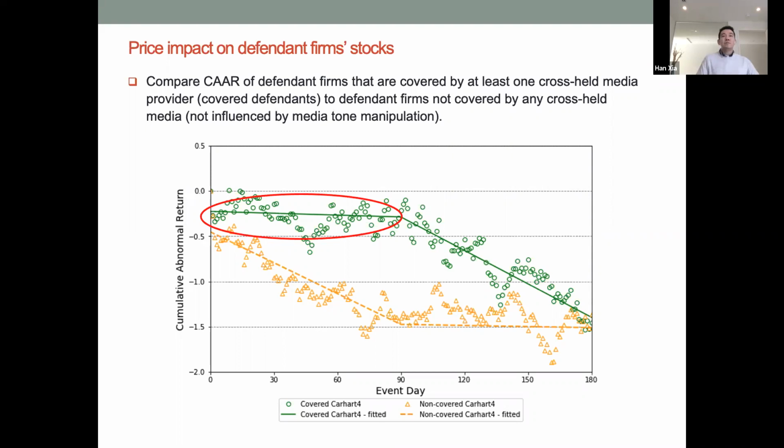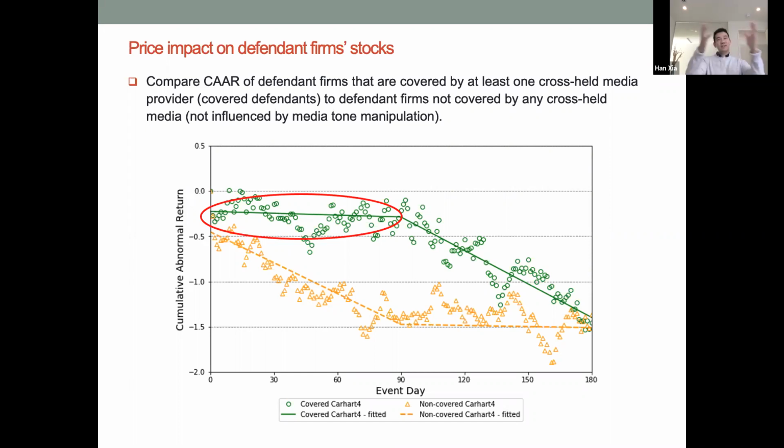So, what do we see here? If we first look at the green line, we see that for the first about 90 days, the defendant stock price actually holds up quite well. It's almost flat, and it is only after the 90 days that it begins to drop. Now, this pattern is almost the opposite for the yellow line. For those that are not subject to the tone manipulation, their stock price drops straight into the first 90 days and then stabilizes.